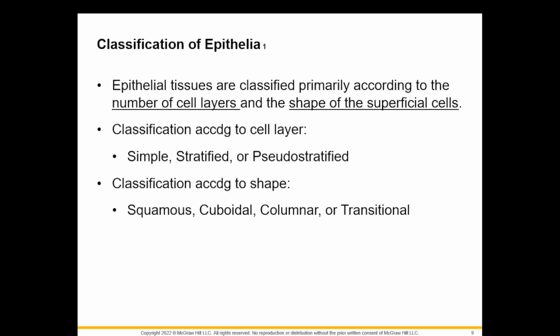Okay, so epithelial tissues are classified according to two ways. First is the number of cell layers. And secondly, the shape of the superficial cell. So superficial or yung cells on the free surface. Okay. So according to cell layer, we have three types: simple, stratified, and pseudo-stratified. And then according to shape, we have four types: squamous, cuboidal, columnar, and then transitional.